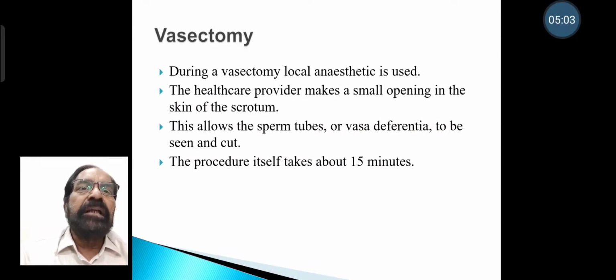During vasectomy, a local anesthetic is used. The healthcare worker or provider makes a small opening in the skin of the scrotum. This allows the sperm tubes or vas deferentia to be seen and cut. The procedure itself takes about 15 minutes.